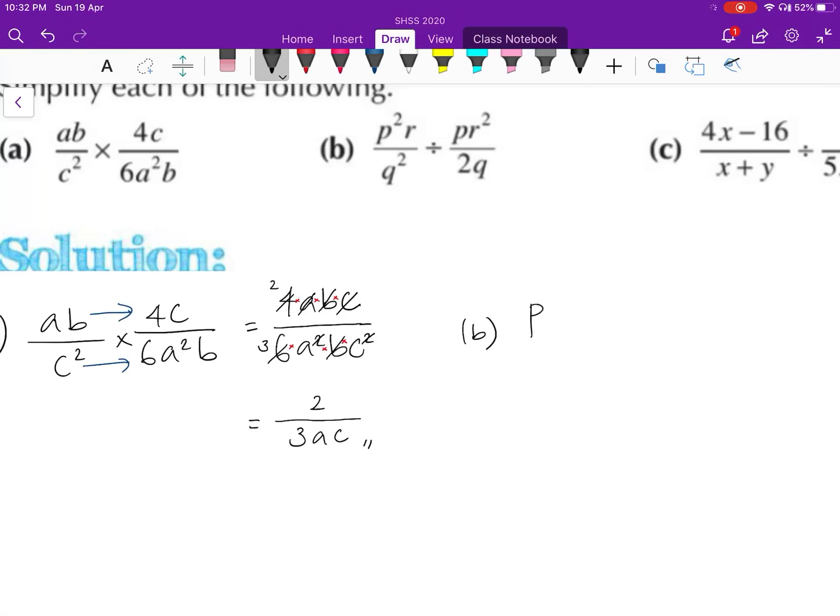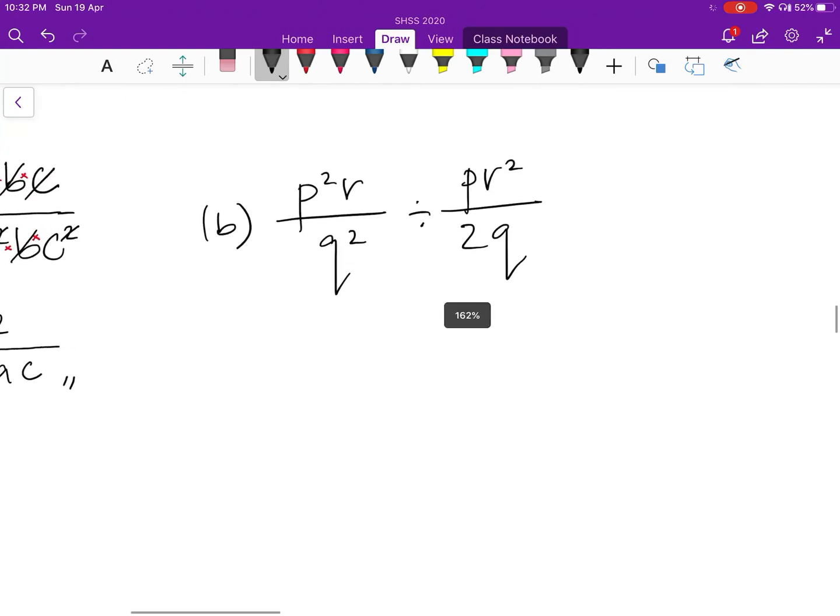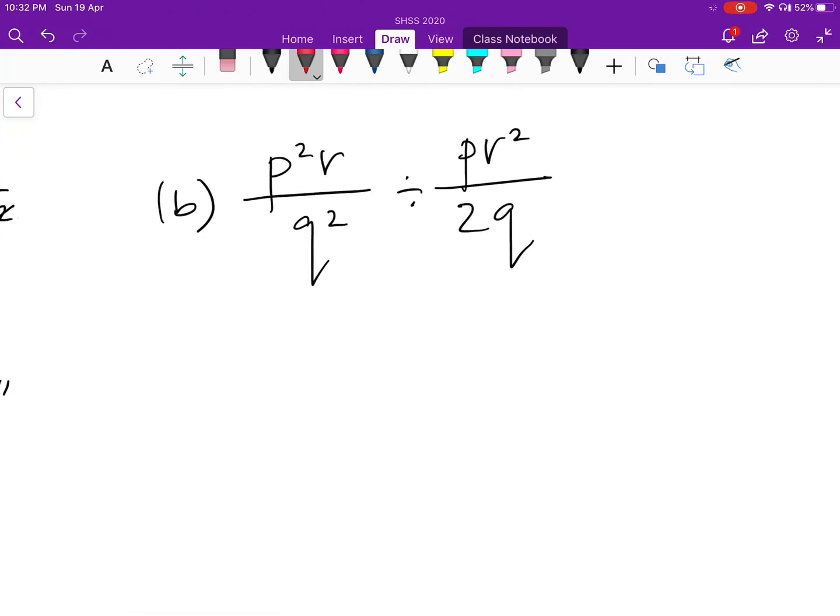Part B, the question says P squared R over Q squared divided by PR squared over 2Q. We all know we can change divide into times using the KCF method. Keep, change, flip. So let's do that. We're going to keep it P squared R over Q squared. I'm going to change the divide into times, and this will be PR squared over 2Q.